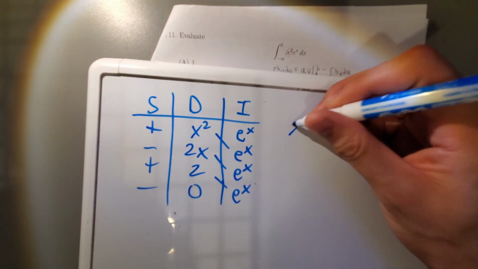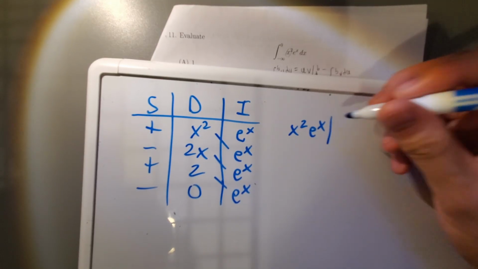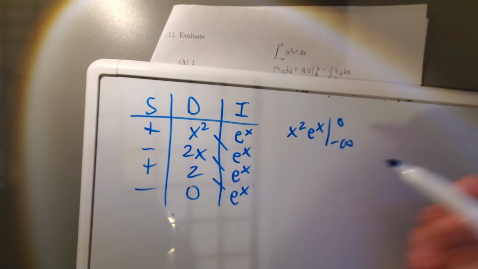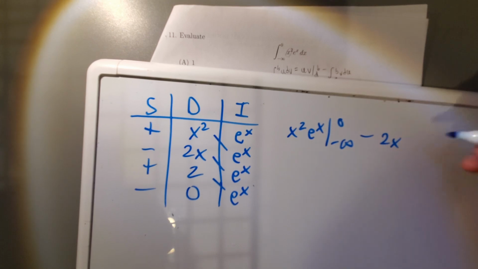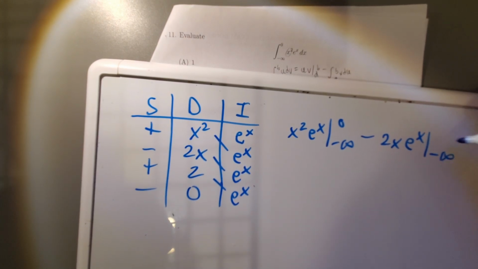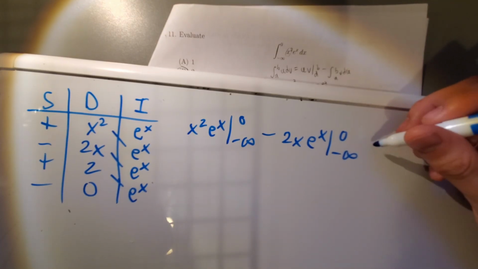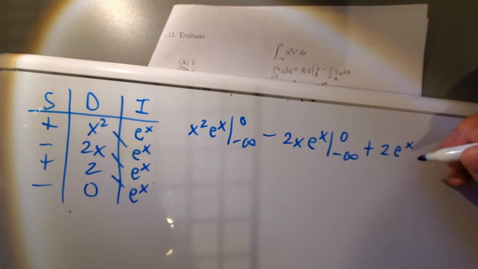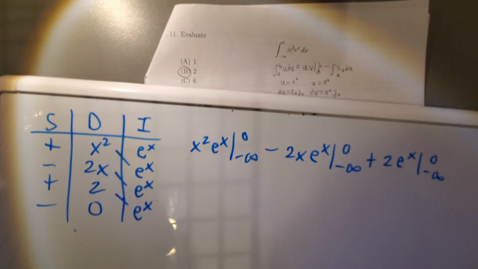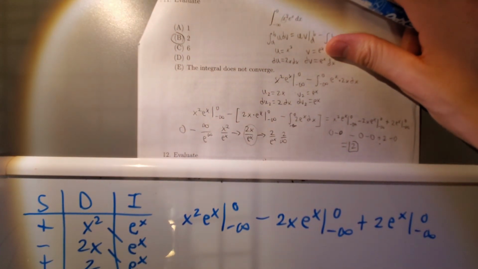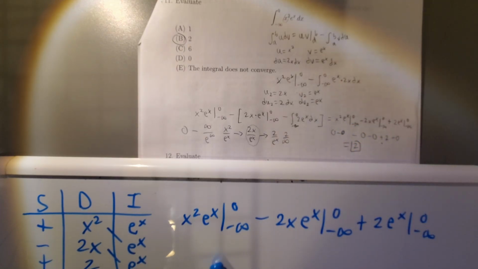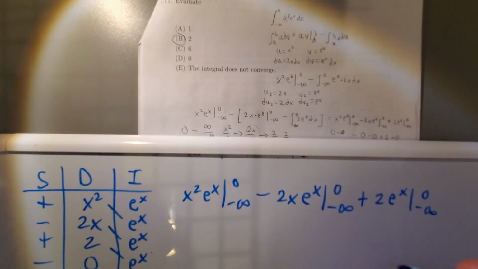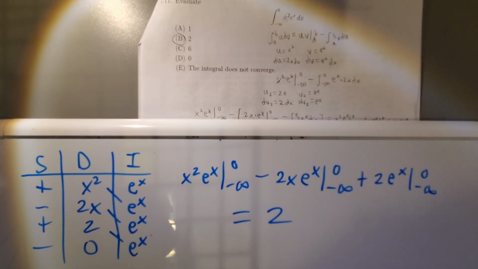So we'll end up with x squared times e to the x, evaluated from negative infinity to 0. Then you end up with minus 2x e to the x, evaluated from negative infinity to 0, plus 2 times e to the x, evaluated from negative infinity to 0. And what you'll see is this result is identical to the results that we got over here. So it's the same process from here of plugging in the boundaries, and you'll end up with the same result: this entire thing will equal 2.